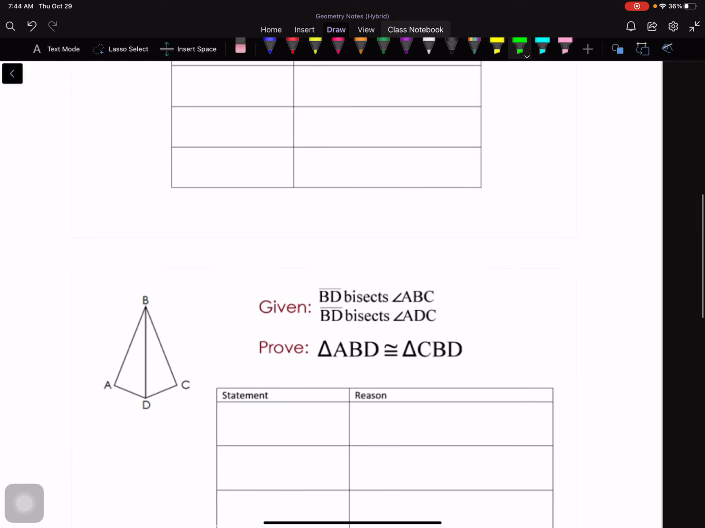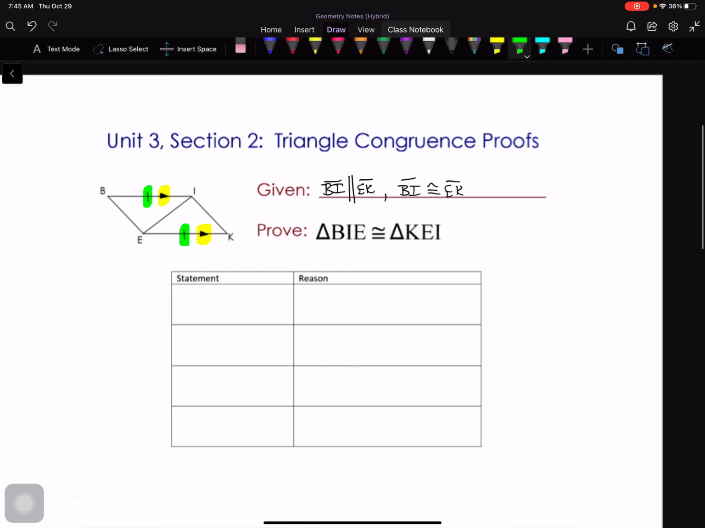And normally, if you look at the second example, it'll actually give you the information, but it's good to identify it from the diagram. So now we're going to start our proof. Our first statement is everything we've been given. So we'll just write it down here. BI is parallel to EK and BI is congruent to EK. And our reasoning is always going to be that it was given. In order to do a proof, you have to be given some information. We're not just going to give you a diagram, tell you to prove something, and then say good luck. I'm not going to give you anything to start with. That's not fair. It's not even possible. Okay? So you always start with your given.